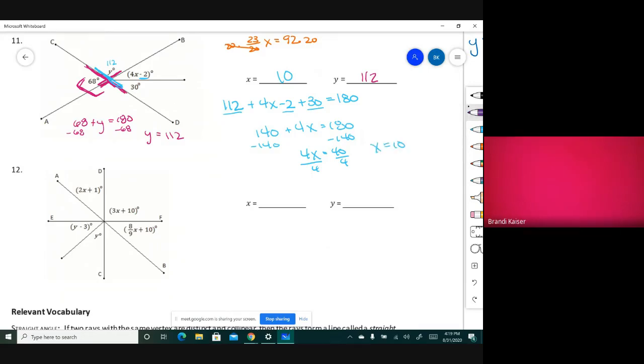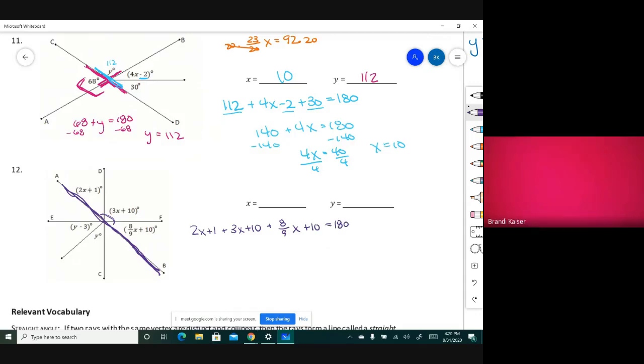All right. So in this last one, ooh, lots and lots of things going on. So I have 2x plus 1, I have 3x plus 10, 8 over 9x plus 10. I have a y minus 3, and I have a y. I'm going to say we probably need to work on the x's first, because all of these x's, if I were to go from A to B, they are all on this line segment. So that means all three of these angles right here should add up to 180. So let's go ahead and write that out. 2x plus 1 plus 3x plus 10 plus 8 over 9x plus 10 should all add up to 180.